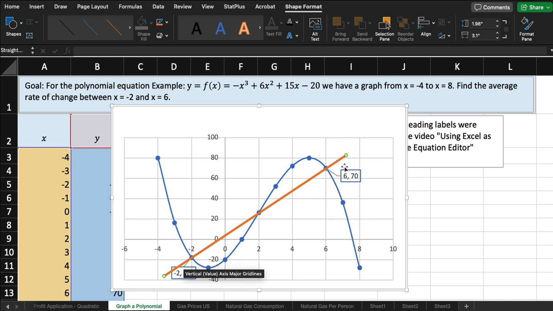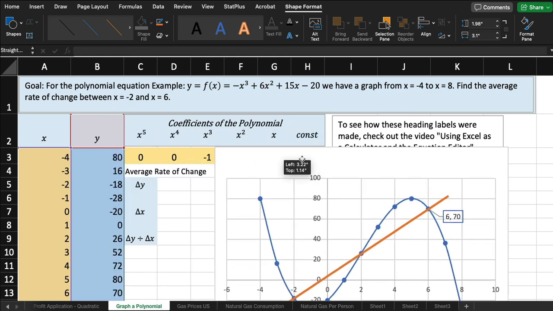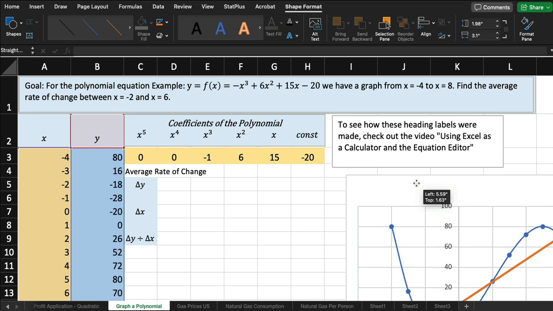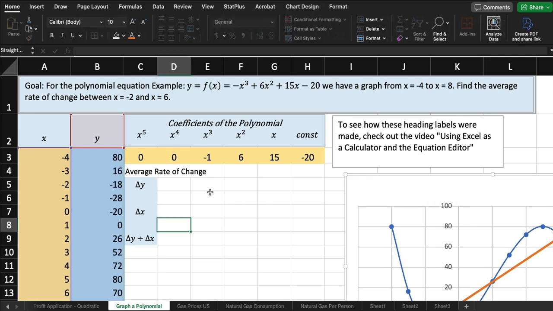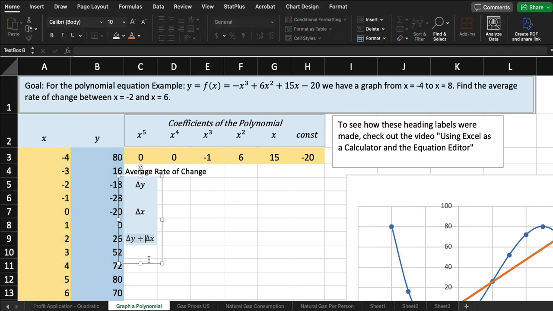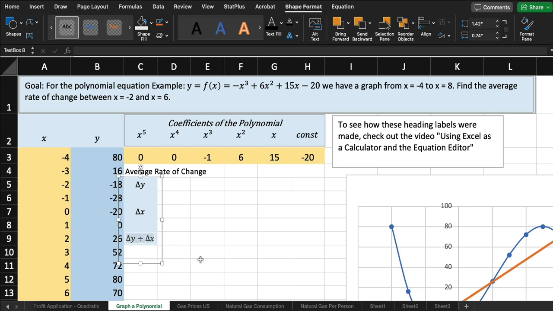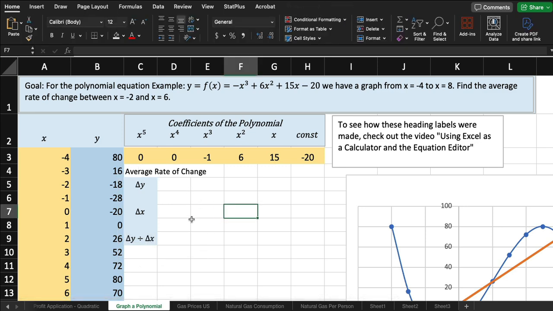The slope is going to be our delta y divided by delta x. Okay, so let's move this over to the side. And in my spreadsheet here that we created in our last video, we're going to use some space that we have here in columns C, D, and E. And in cell C4, I typed the phrase average rate of change.